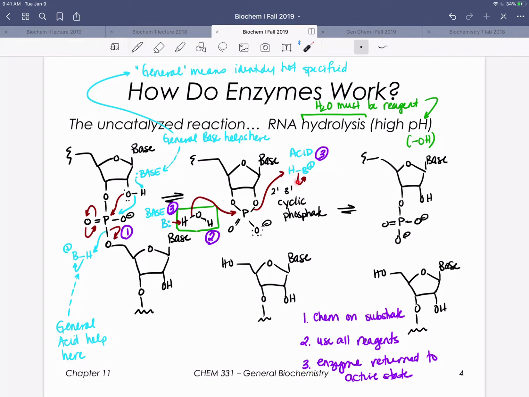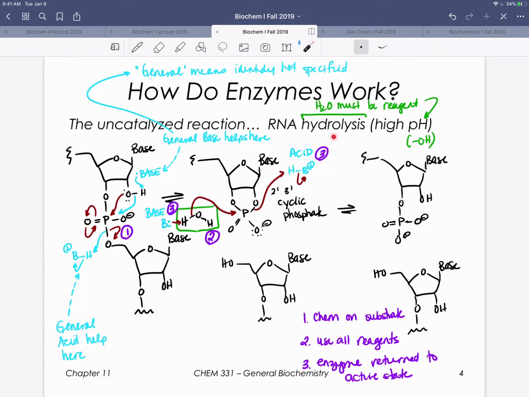Usually it will, by its nature, regenerate the enzyme active site, but in this case it'll also generate our final product, which is our upstream nucleotide substrate, which can then diffuse out of the enzyme active site. So I know that was a lot to highlight there. Hopefully it made sense that this is a little bit of a review.